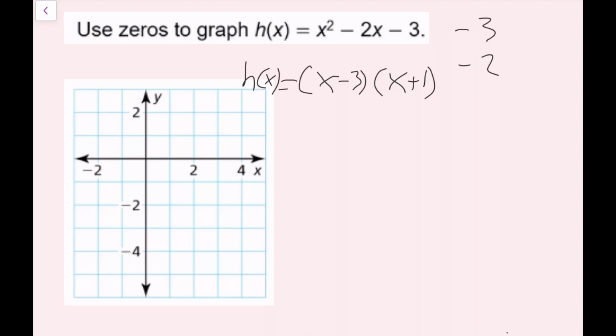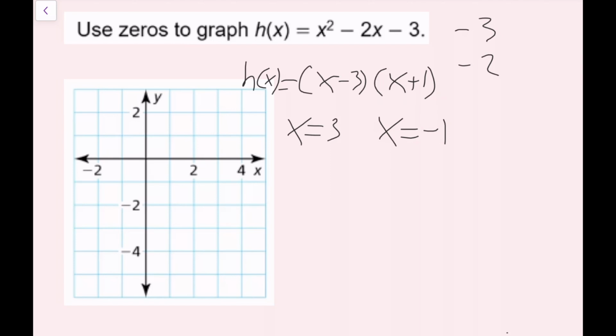So my first thing I'm going to do is graph the intercepts, the x-intercepts. So to make this whole thing in parentheses 0, this x value has to be positive 3. So it's going to be x equals 3. And then here, this is going to be x equals negative 1. And if you don't believe me, just plug these back in and see what your value of your function equals.